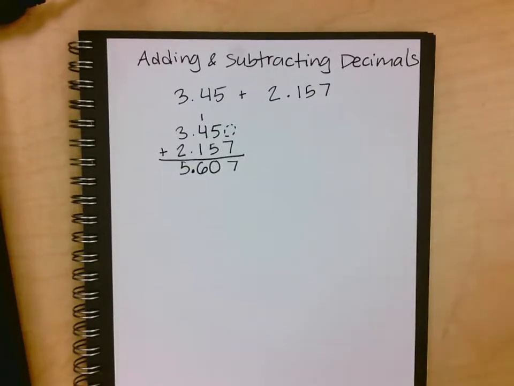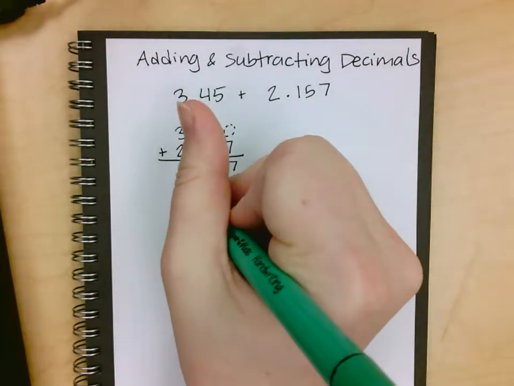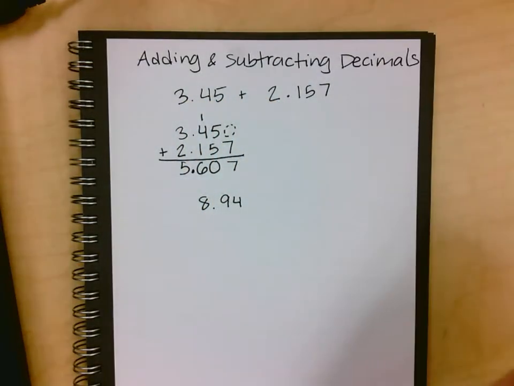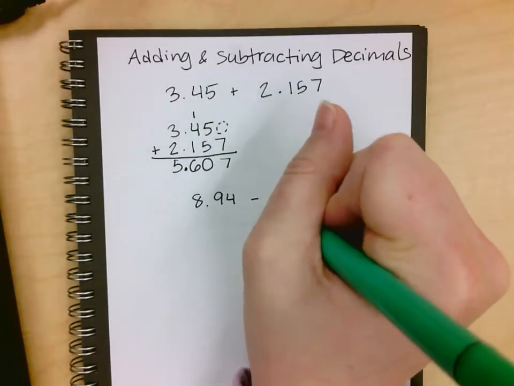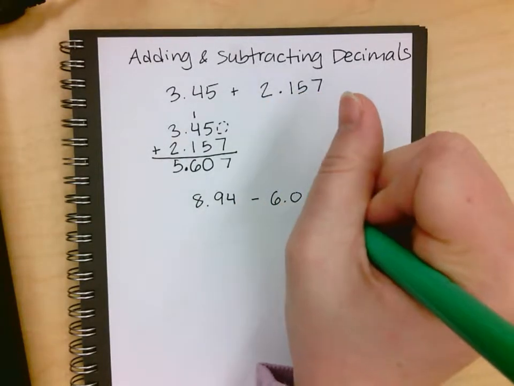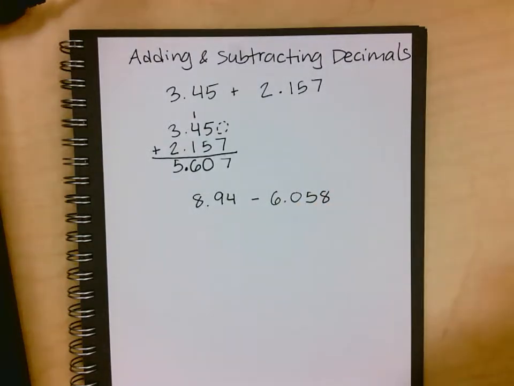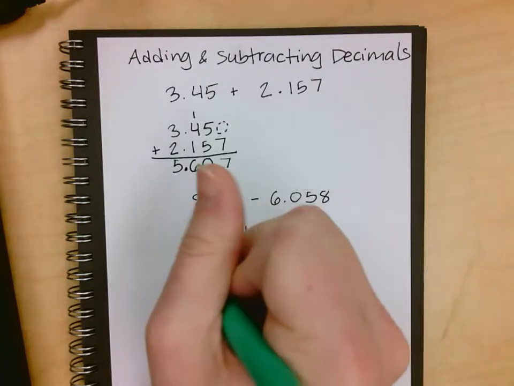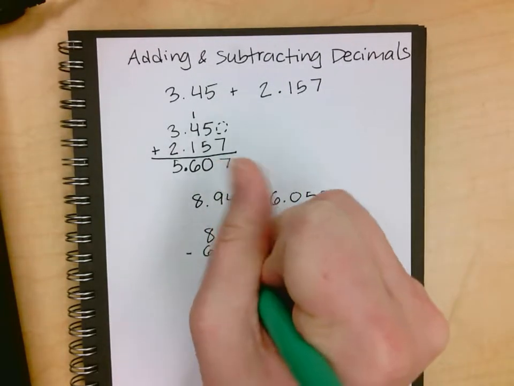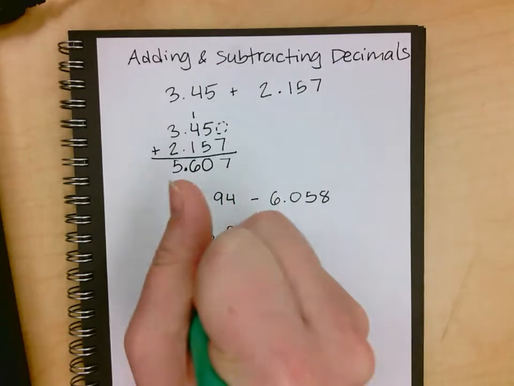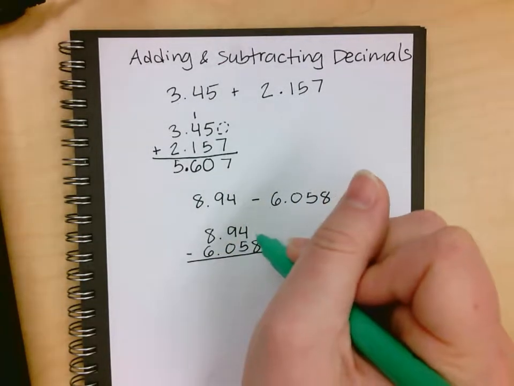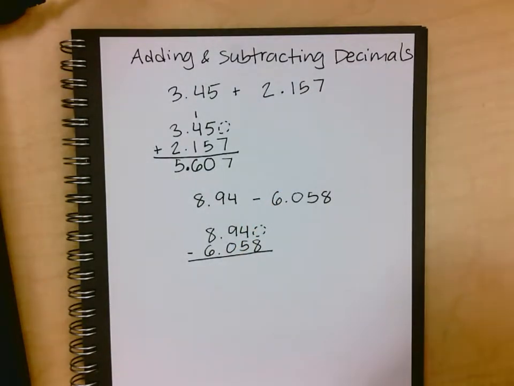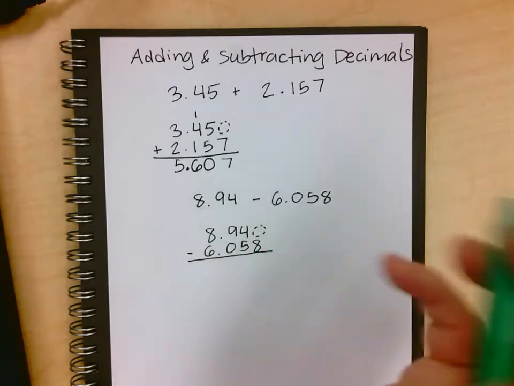You do the same thing when you're subtracting. So let's say I have 8 and 94 hundredths minus 6 and 58 thousandths. So I'm going to line up my numbers, 8 and 94 hundredths minus 6 and 58 thousandths. So again, I don't have a matching place value, so I can stick a 0 in there and it's the same value, just now with a thousandths place.